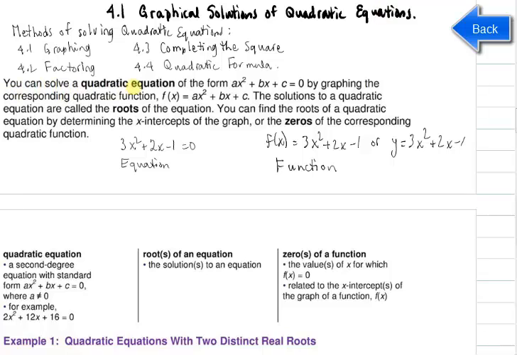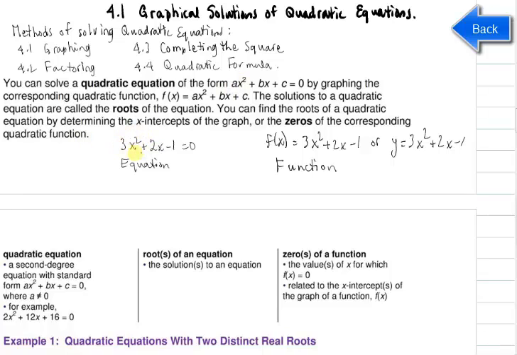You can solve a quadratic equation of the form ax squared plus bx plus c equals 0 by graphing the corresponding quadratic function f of x equals ax squared plus bx plus c. The solutions to a quadratic equation are called the roots of the equation. You can find the roots of a quadratic equation by determining the x-intercepts of the graph, or the zeros of the corresponding quadratic function. So just to take a look at the difference between equation and function.